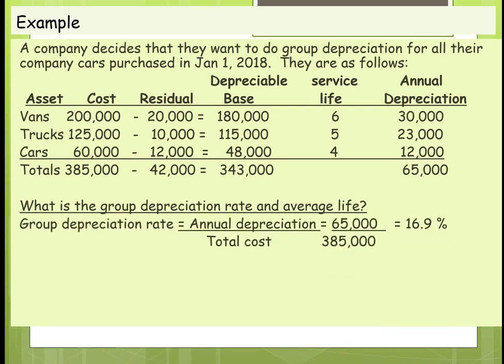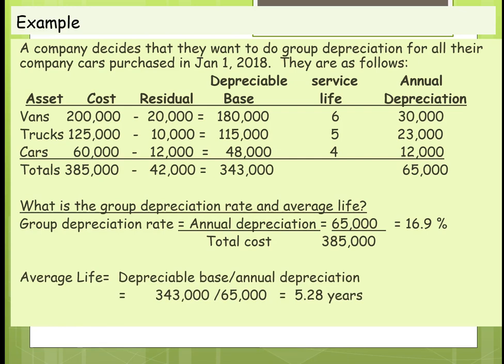And what we're going to do is divide the annual depreciation by the total cost. That tells us we have a group depreciation rate of 16.9%. Now, if you notice, it's based on total cost, not depreciable base. Now, average life is going to be the depreciable base divided by the annual depreciation. So now let's look at an example of what could have happened.